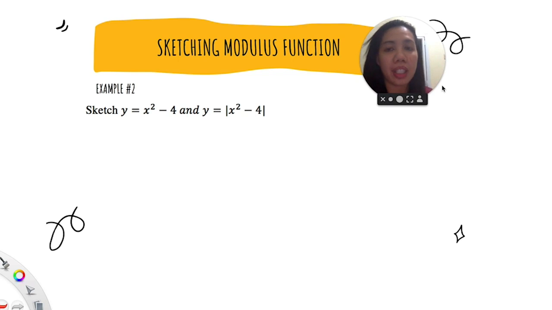The next thing we're going to see, also the second example: sketch y equals x squared minus 4 and y equals the absolute value of x squared minus 4. We're going to see what is the difference between these functions. First things first, we're going to sketch y equals x squared minus 4.